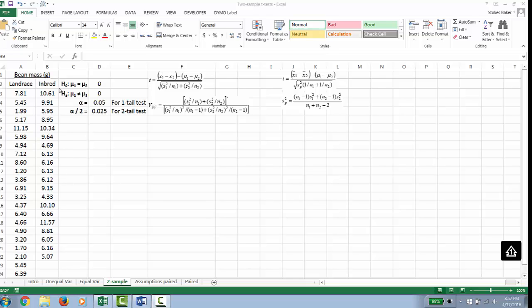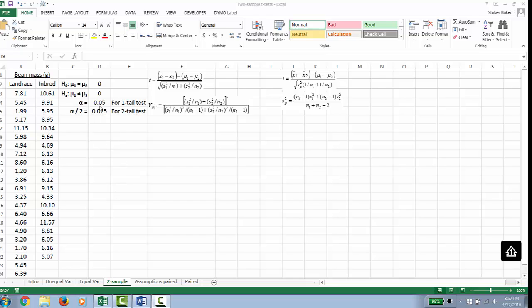Our null hypothesis is there's no difference in the mean masses of the two varieties, and our alternative hypothesis is that there is a difference. I'm going to set alpha at 5%. Since this is a two-tailed test, we're going to do alpha divided by 2, which is 2.5%. And now I'm going to do the analysis.